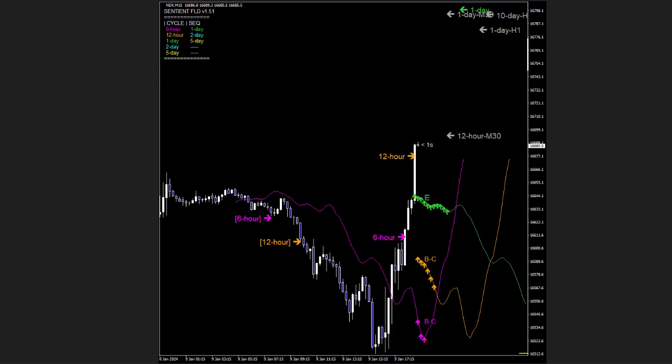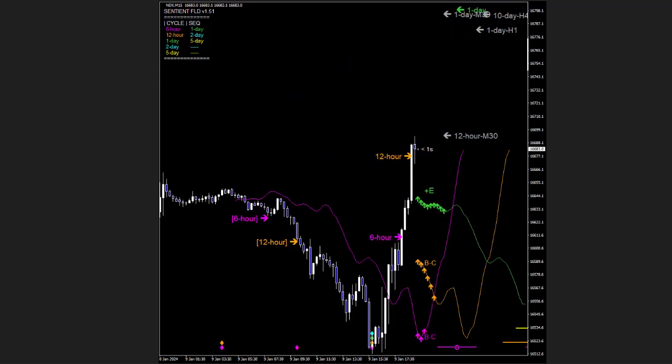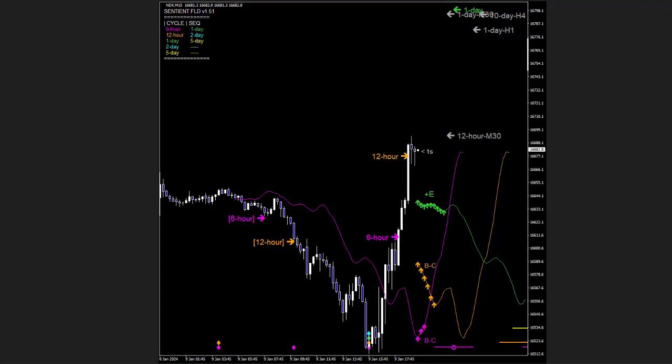So let's step forward. Price, having achieved the 12-hour target, you can see, is beginning to drift sideways. That is certainly a sign that potentially that is the end of this market move.